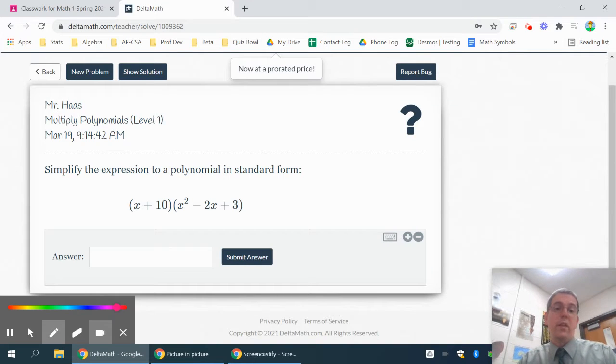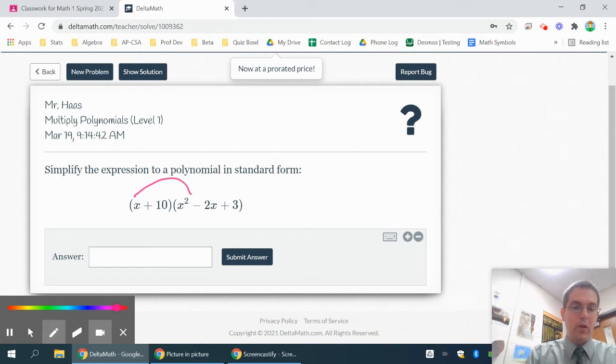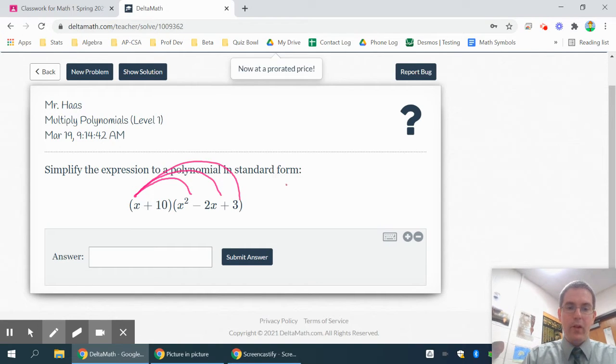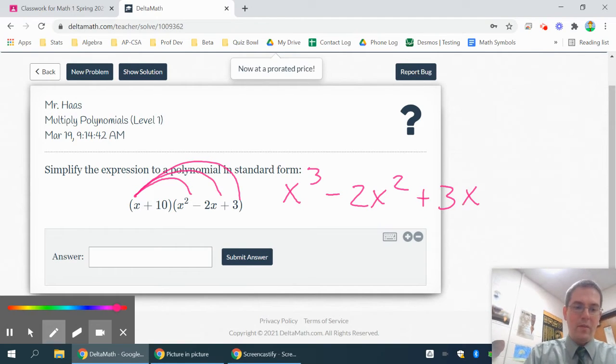Okay, this DeltaMath lesson, we're going to just be building on some more of our simplifying polynomial skills. So on this first one, what we'll be doing is taking the x and multiplying it to everything in this. So that will give me an x to the third, and then an x times minus 2x is minus 2x squared, and x times 3 is plus 3x. So that's what you get the first time.